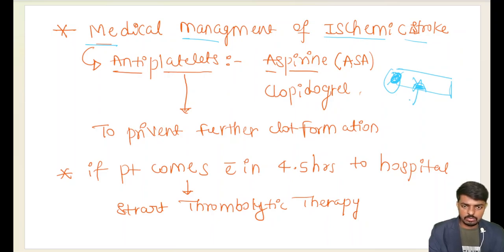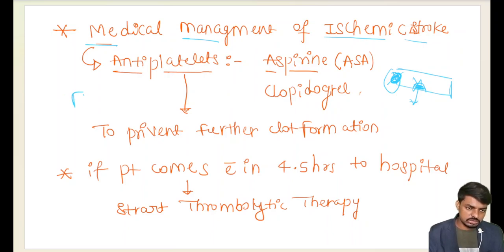What are thrombolytics? Thrombolytics are thrombus plus lytics, where lytics means dissolving, destroying. So we will use thrombolytics also. But before using thrombolytics, we first use antiplatelets. Why? Because the thrombus occurs due to clot formation, so in order to prevent further increase in clot formation, we use antiplatelets first.